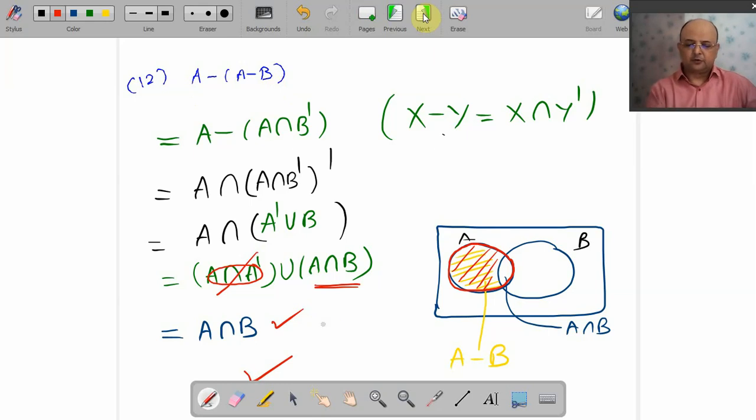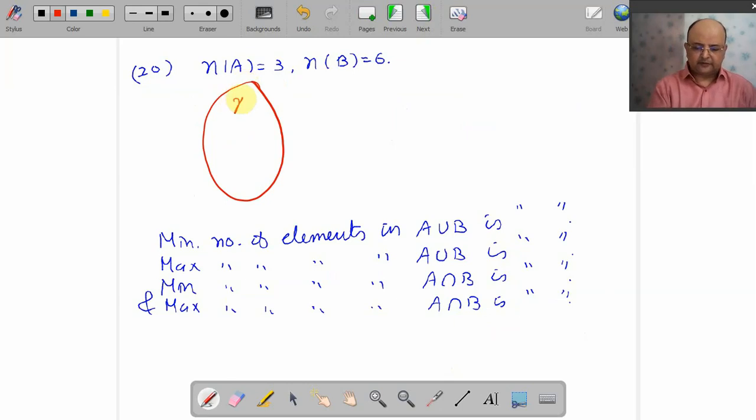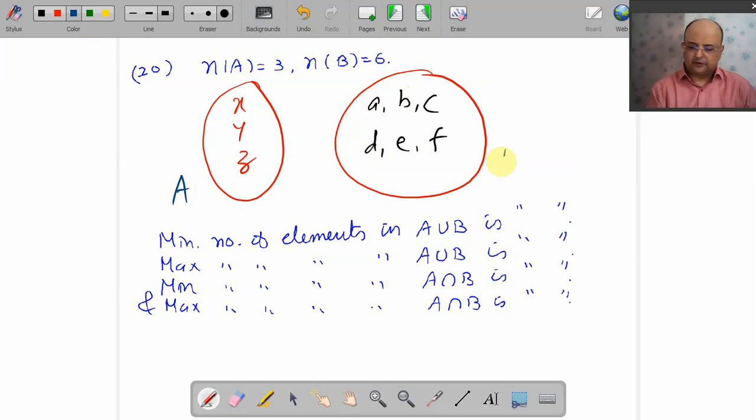Doing examples is a lot of fun, dears. Yes, this is too good, too intelligent. I love this example. Come on, how many elements does your A have? 3 elements, X, Y, Z, suppose. And how many elements does your B have? 6 elements. Suppose A, B, C, D, E, F. Okay, this is your A and this is your B.